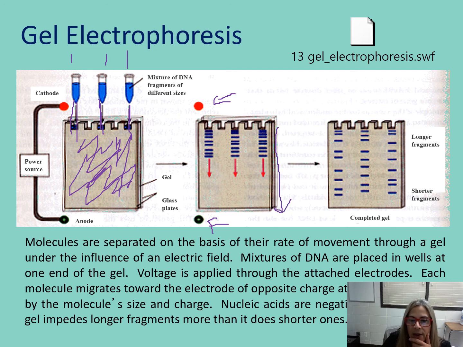And then in the very end, you have fragments that are distributed across this completed gel plate, and then that can be compared to other DNA samples to see how closely related the organisms or the humans or whatever are to one another. So the longer fragments stay towards the top, and the shorter fragments actually travel further down the plate.